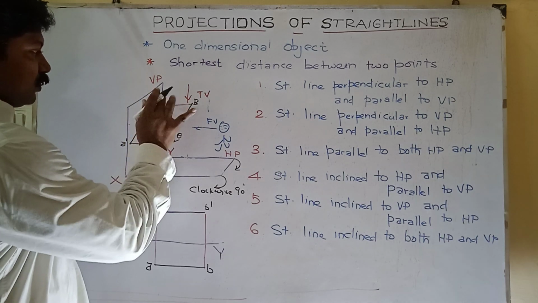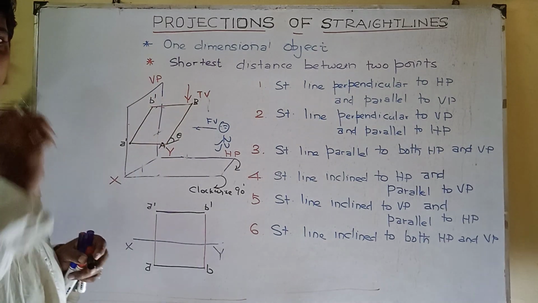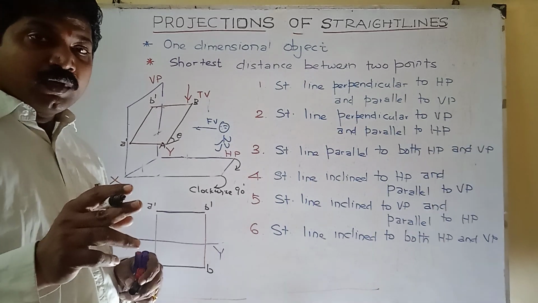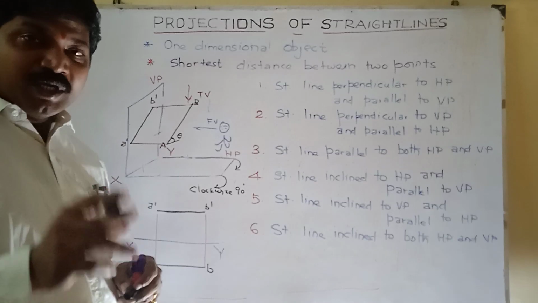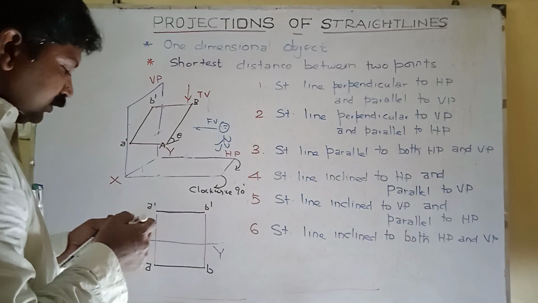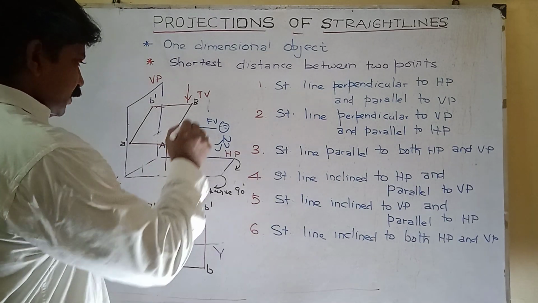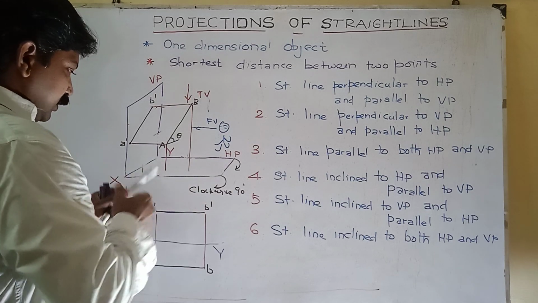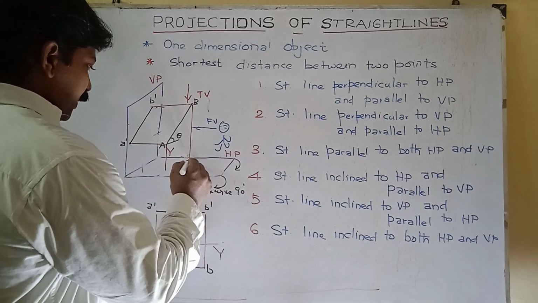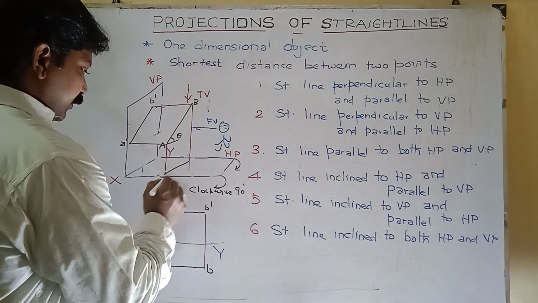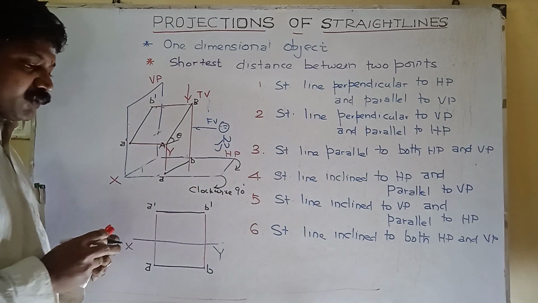But top view as a straight line, but not equal to true length. See, I will explain how to do that. The top view AB as a straight line, but not equal to true length.